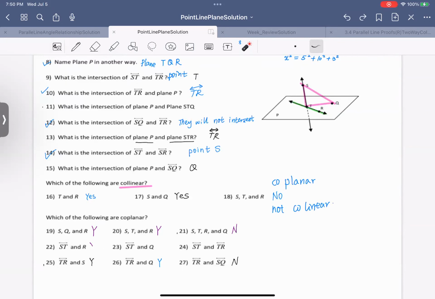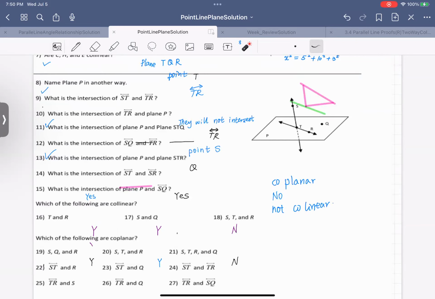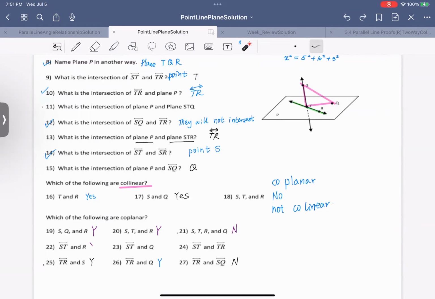All right, fixed. You know, because they updated these apps, I think they made some bugs that they didn't fix. That's why sometimes it's not clear. So first STR is coplanar. Second STQ is coplanar.